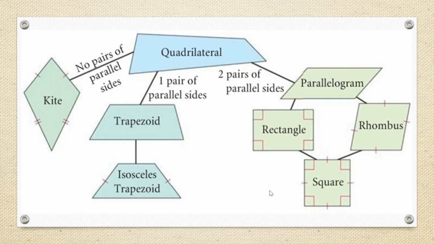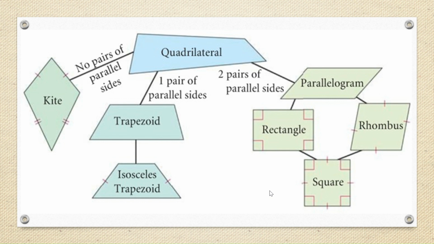This is a mind map for quadrilaterals. The quadrilaterals mind map can be used to answer some true or false statements related to quadrilaterals. If we look into this mind map, it shows that when there are no parallel lines, it is a kite. When there is one set of parallel lines, it is a trapezium. And in a trapezium, there is a special case where if the non-parallel sides are equal in length, it is called an isosceles trapezium. And a quadrilateral with two sets of parallel sides is called a parallelogram.